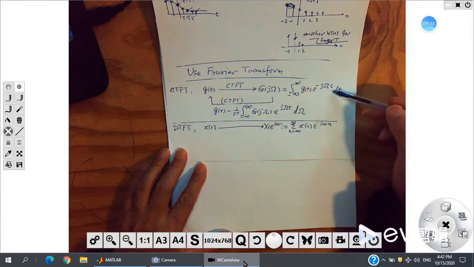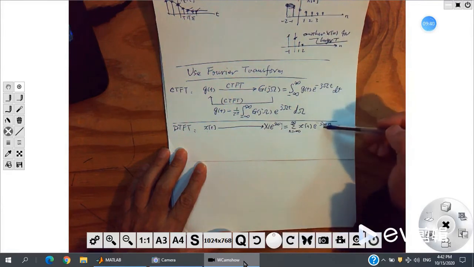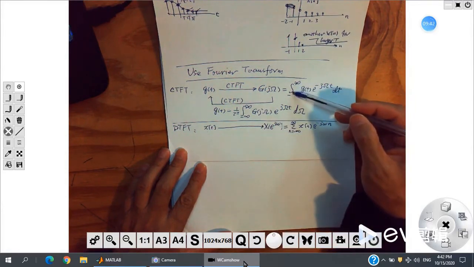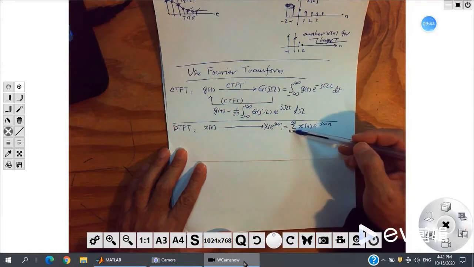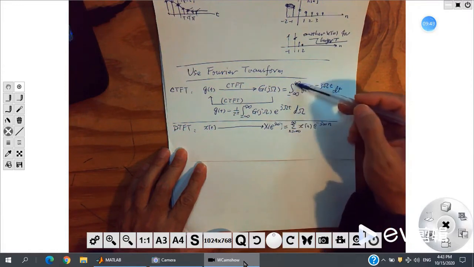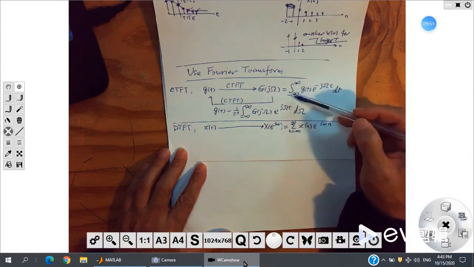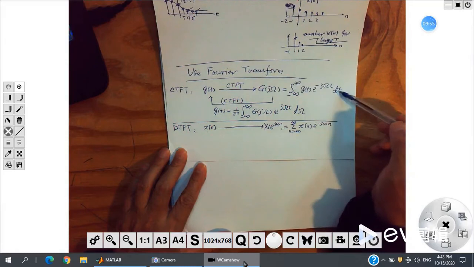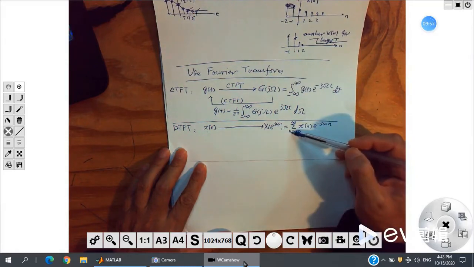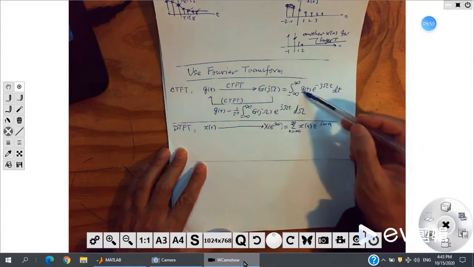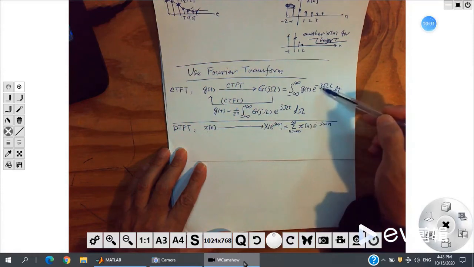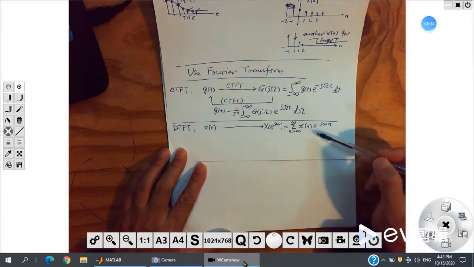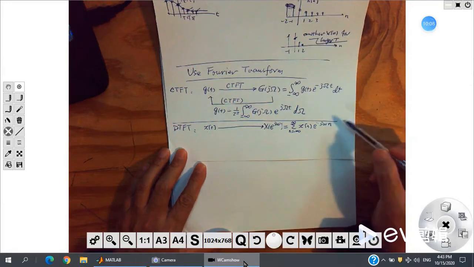Actually, the meaning of these two is the same, right? Here you have an integral, here a summation. The summation is for n running from negative to positive infinity. Here is the integral for t from negative to positive infinity. The only difference is that t is continuous and n is discrete time. Then the power, e to the negative j omega t and e to the negative j omega n. n is also time, right?